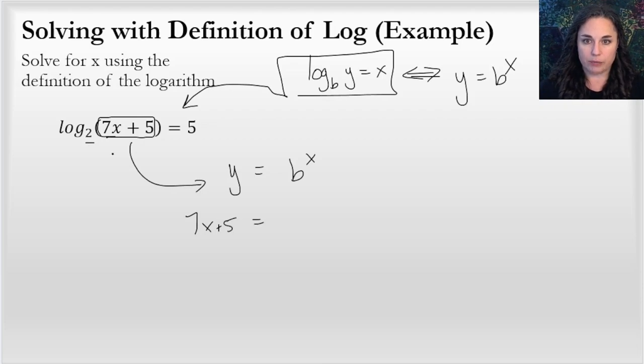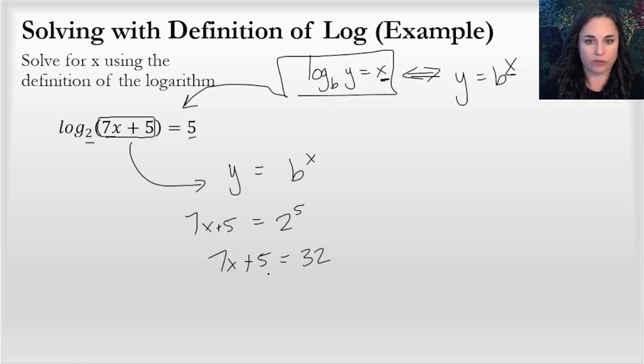My base b is 2. And then the x value here is 5. It's on the other side, and that's what the base gets raised to, the 5th power. So you may recognize right away that I have a linear equation now that I can solve. Do you know 2 to the 5th power? 2 to the 5th power is 32.